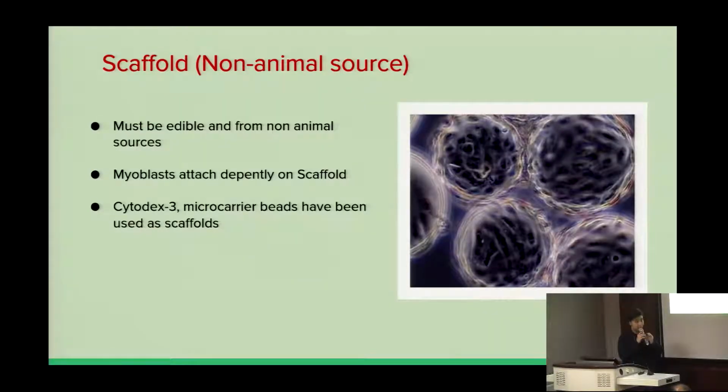And this is the second process, called scaffold. It is usually used from an edible, non-animal source, where the myoblasts are attached onto the scaffold, which acts like a synthesizer to help it grow and expand. Usually they use Cytodex, a microcarrier bead that has been used in scaffolds. That is the most common one.